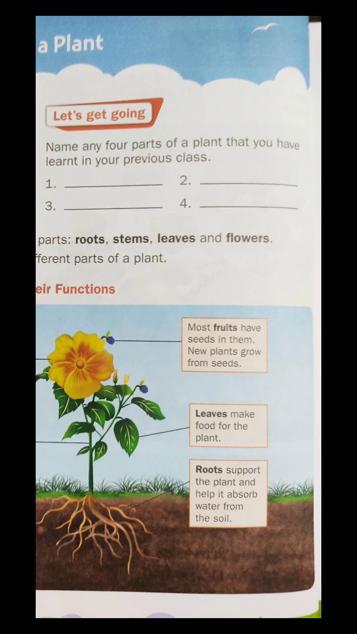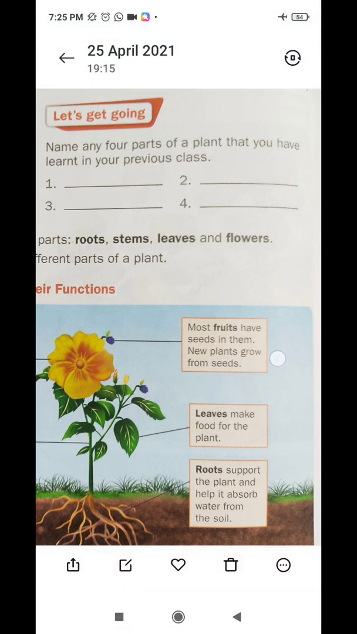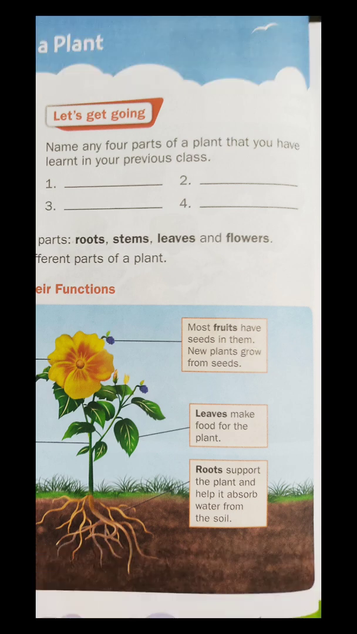Coming to the next, fruit. Most fruits have seeds in them. If you have observed, students, if you cut an apple, if you eat an orange, if you eat any other fruit, you must have observed it contains seeds in it. Black seeds, you must have observed. Even mango, we eat mango and there is a big seed in every mango. So this is seed, and most fruits have seeds in them.